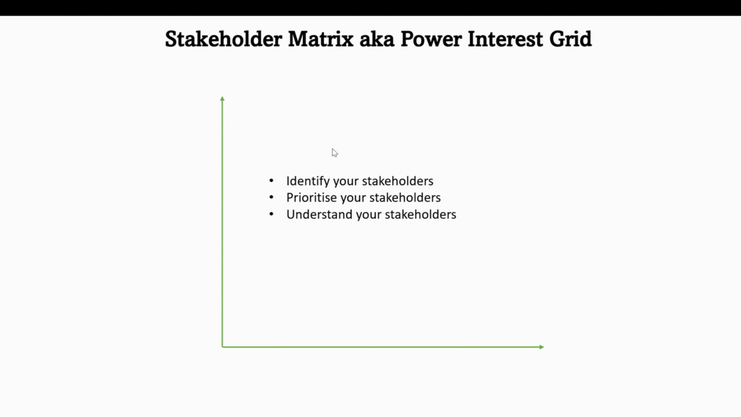So these are the questions you want to ask. Who are the people involved? Identifying your stakeholders. What are these people responsible for? That's by prioritizing. And then understand these stakeholders from the list that you've created. You want to understand what they care about in relation to your project, okay?